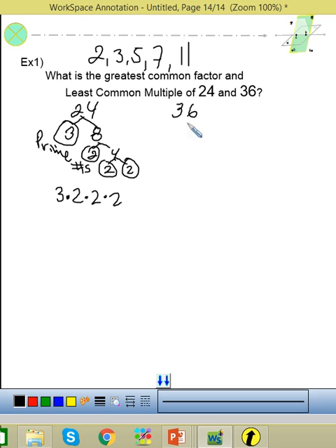Let's factor 36. Which of these is the biggest prime factor? 3 times 12. Circle the 3. 3 times 4. Circle the 3. 2 times 2. These are prime numbers, but if I ask you to write them as factors, that's 3 times 3 times 2 times 2.